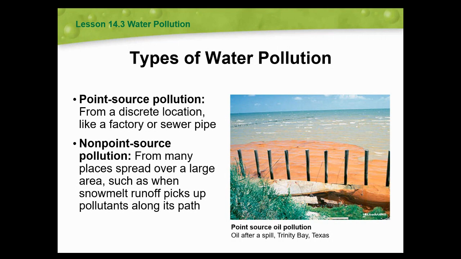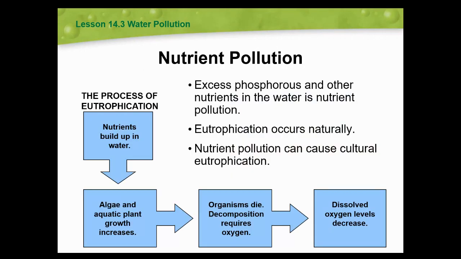Non-point source is from many places spread over a large area. So that would be like when snowmelt runoff picks up pollution along its path, or when rainwater picks up fertilizer as it goes over the farmland in Iowa, for instance. So non-point source pollution is going to be larger areas, not from one specific source.